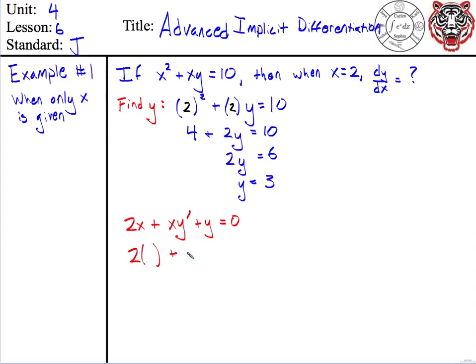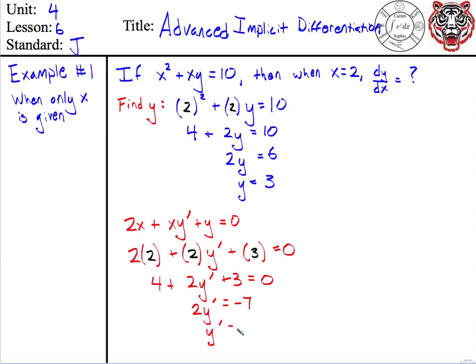2 times something plus something times y prime plus that y is equal to 0. So plugging in, x is now 2. This is x is 2 again, no more x's, so y we found to be 3. We can plug that in now, and then our equation becomes 4 plus 2y prime plus 3 is equal to 0. Therefore, 2y prime is equal to negative 7, and therefore y prime is equal to negative 7/2 or negative 3.5.